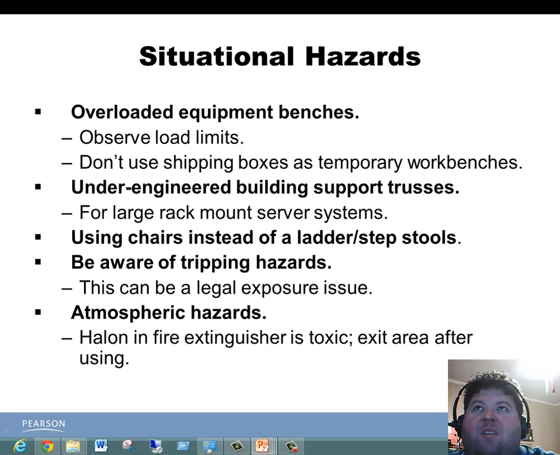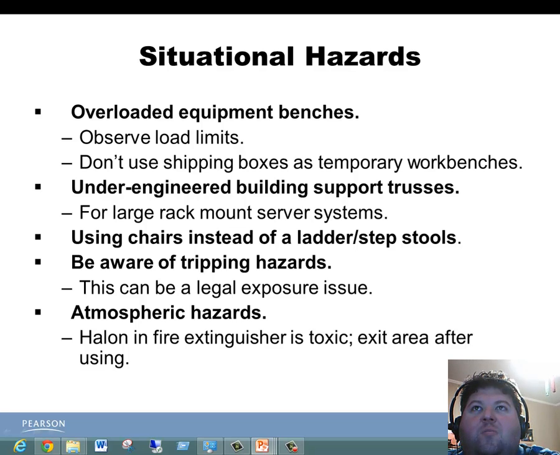Alright, other things to be aware of, which they put under situational hazards, but an important one here is observe load limits. Don't use shipping boxes as temporary workbenches, they say. If you're working on a piece of equipment, make sure that the table you've put it on can handle it. Something that I'll add to load limits here that doesn't quite fit, but something you should be sure of as an A+ person to be aware of: find out the voltage or the amperage limits on each of your circuits that your equipment's plugged into, so that if you're plugging more equipment in, you know that you're not going to overload it.